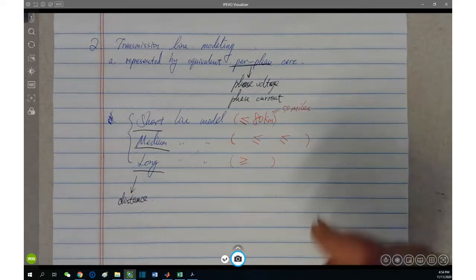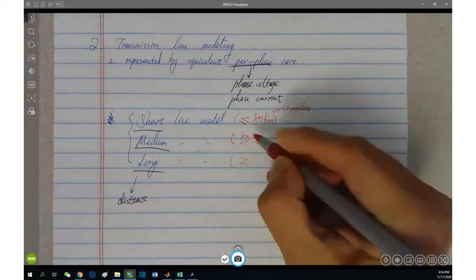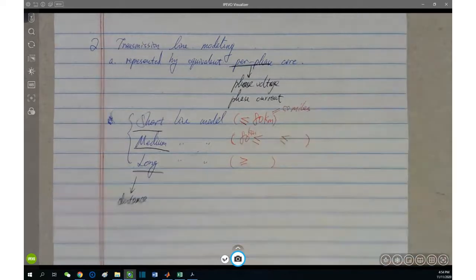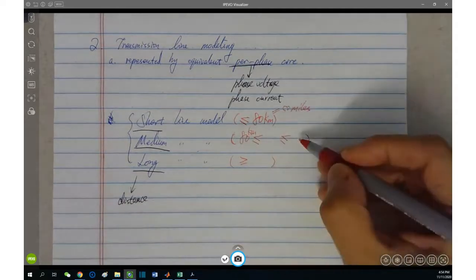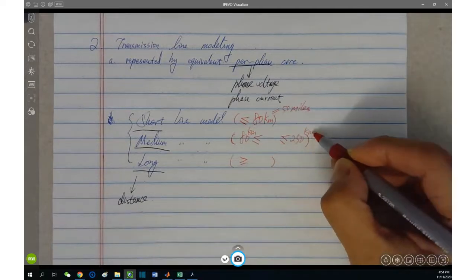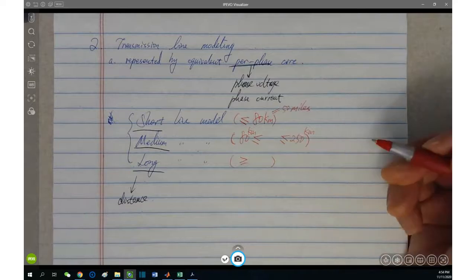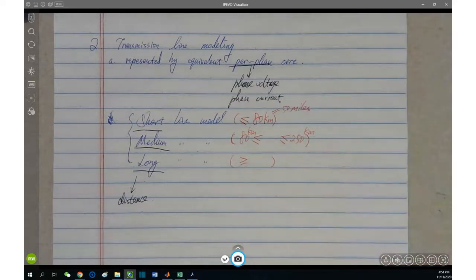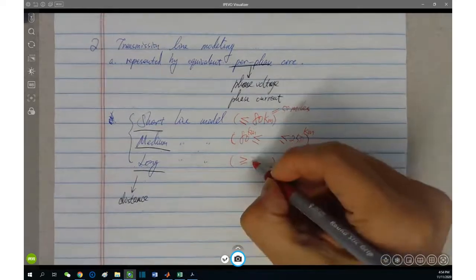And medium is obviously beyond this value, right? Beyond this value. And below what? 250. Once again, kilometers. Kilometers, not miles. And long is beyond 250 kilometers.